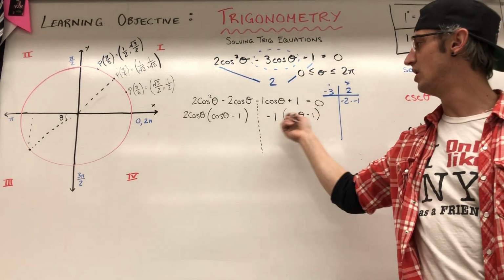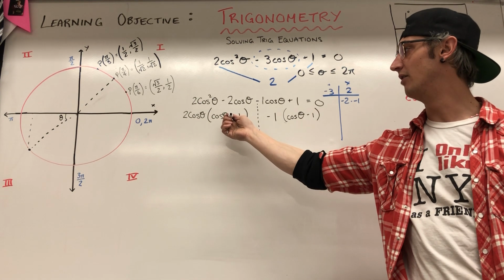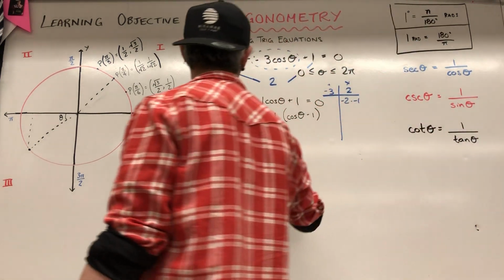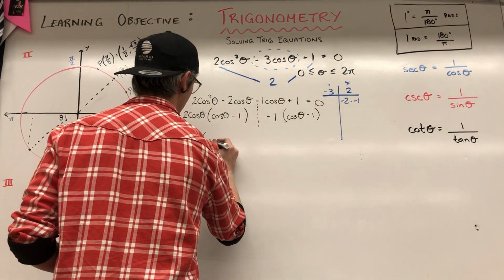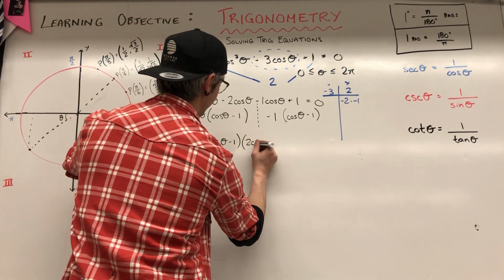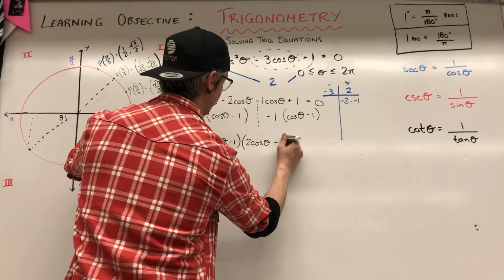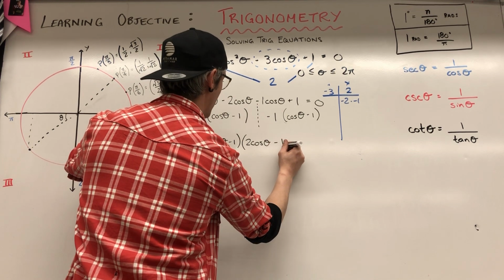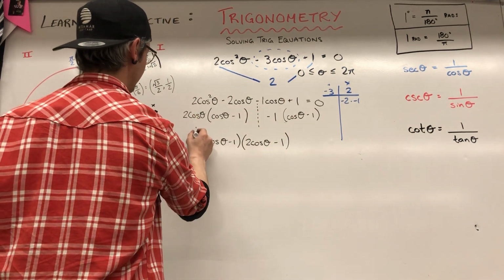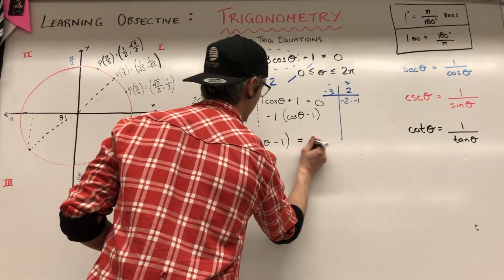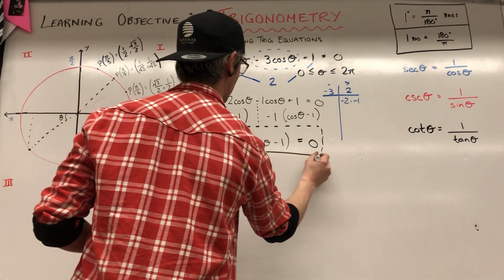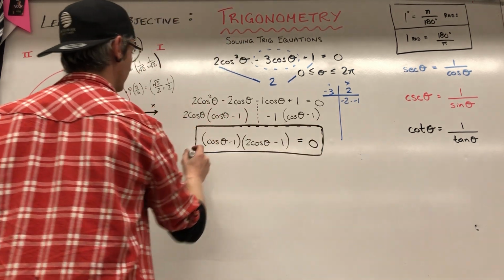Now this cos theta minus 1, I can replace with a variable, let's say z. In doing so, I could factor out a z, and so if I factor out that, I get cos theta minus 1 times 2 cos theta to get this term, minus 1 to get this term here. Okay, so this is where I can pull my solution from.